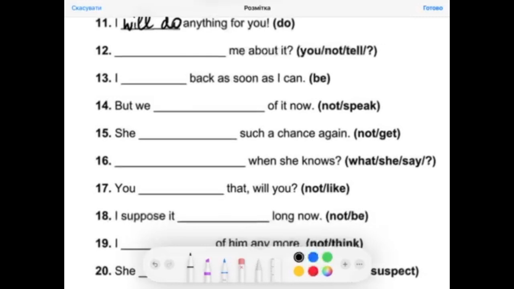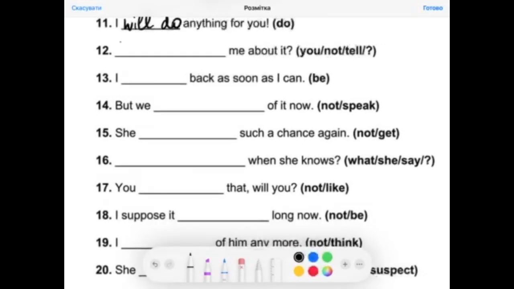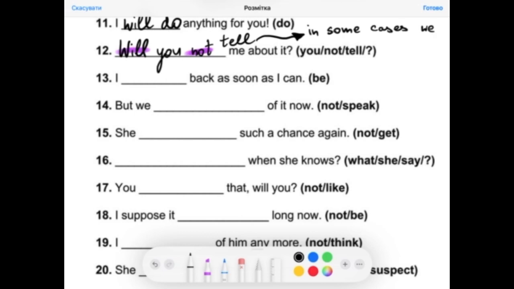Then we have the question. And this question is a bit different from the other one, because here we need to use the negative word in the question. In some cases we can also do like that. So it's, will you not tell me about it? Will you not tell me about it? So as I wrote here, I wanted to say that in some cases we can also use such a form, like a negative word in such a sentence and the question.